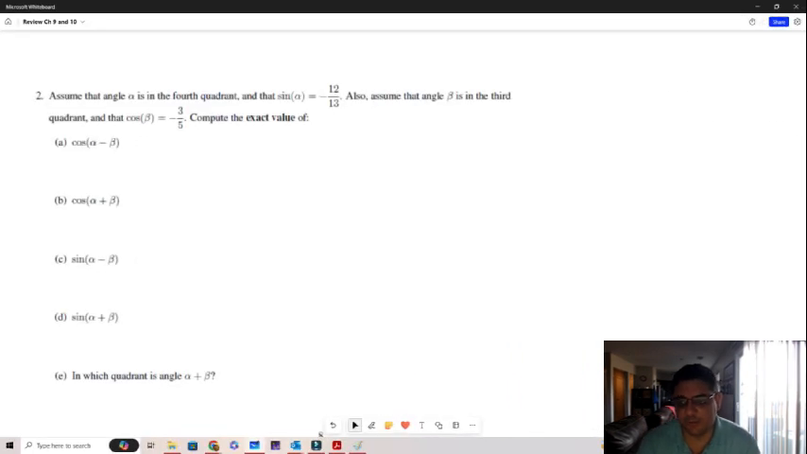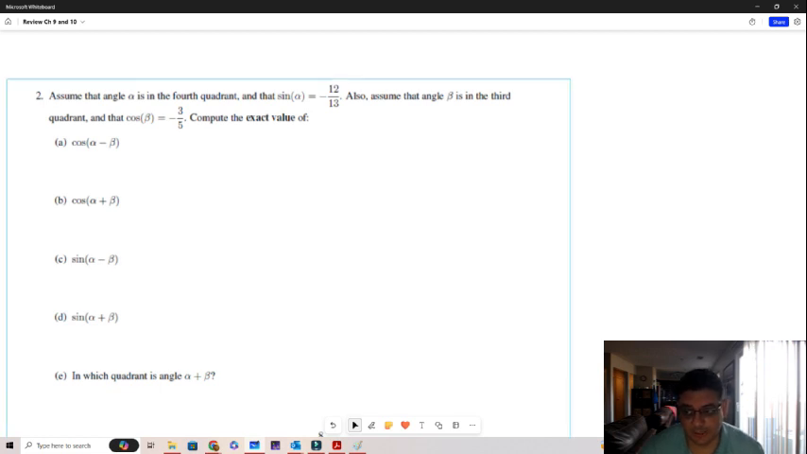Right, so in this part two, we're going to use the double angle identities to find more complex arrangements of angles. So question number two here says, assume that the angle alpha is in the fourth quadrant and that sine of alpha is minus 12 over 13. Assume also that the angle beta is in the third quadrant and that the cosine of beta is minus 3 over 5. Compute the exact value of cosine of alpha minus beta, cosine of alpha plus beta, sine of alpha minus beta, and sine of alpha plus beta.